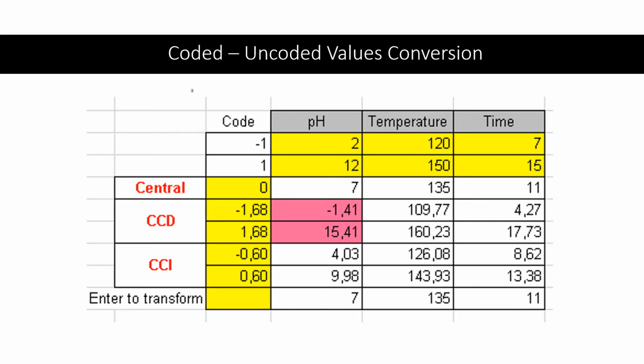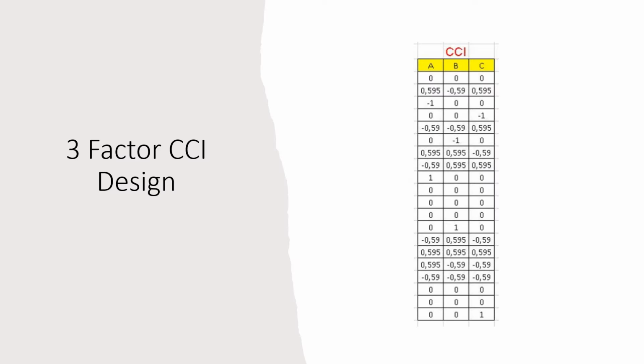In the following table we can see the correspondence between coded and uncoded values for each factor. We cannot run CCD because the resulting pH values are physically impossible. pH varies between 0 and 14. Therefore, we will run a CCI design for three factors.